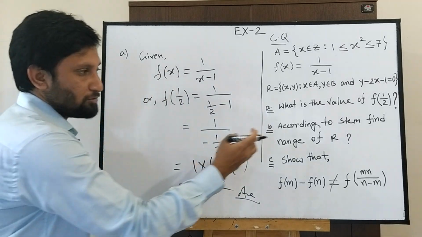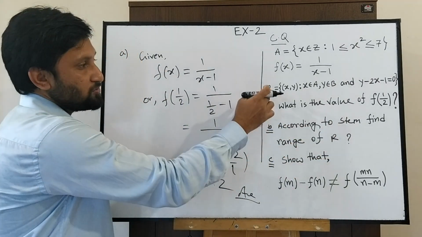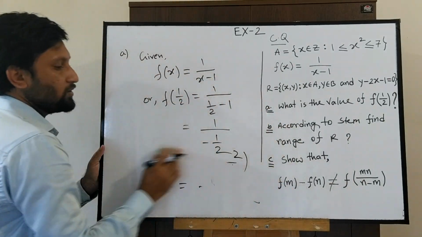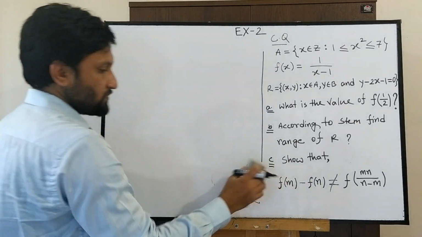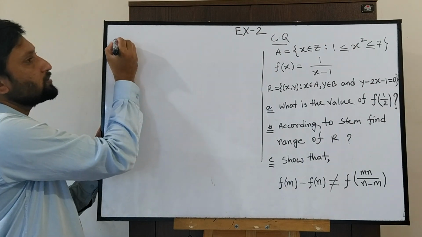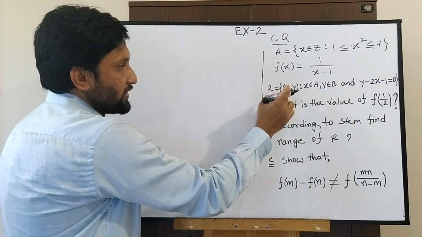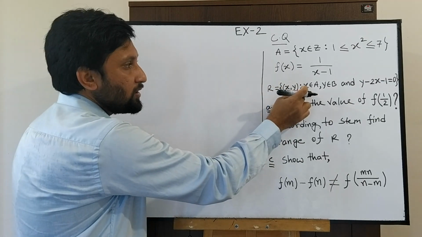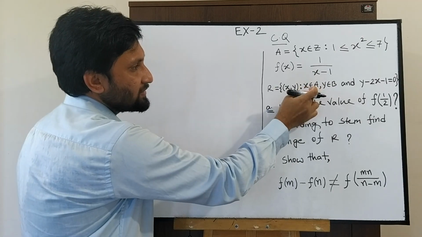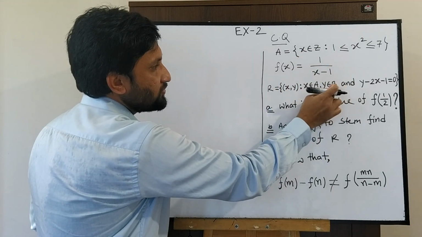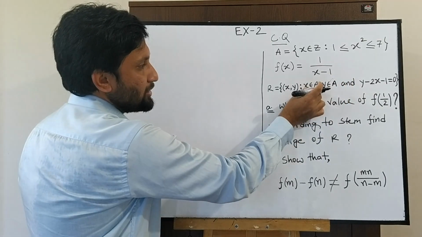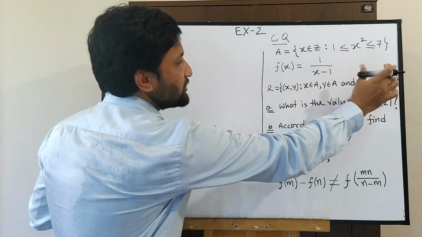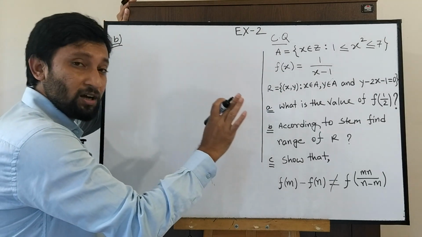Now B, according to the scheme find the range of R. That means we have to identify the range of R. To solve B, the relation R given in the scheme is (x, y), that means pair elements, where x belongs to A, y belongs to A, and y minus 2x minus 1 equals 0. This is the condition to find the range.